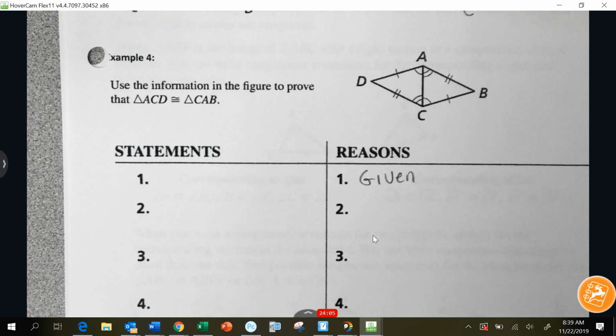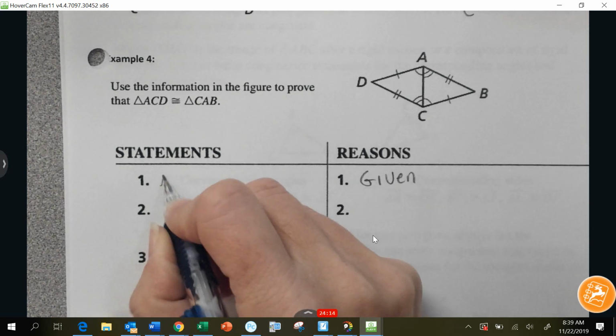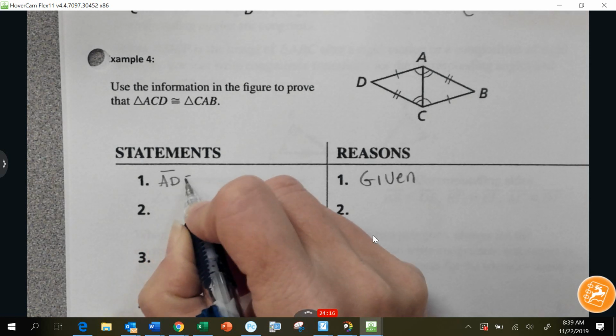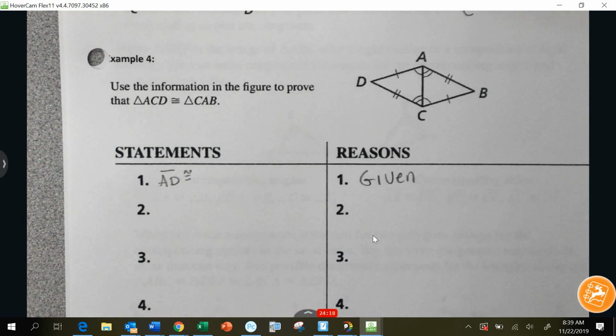What sides are given congruent? No. Maybe I'll give you a hint. AD is congruent to what?